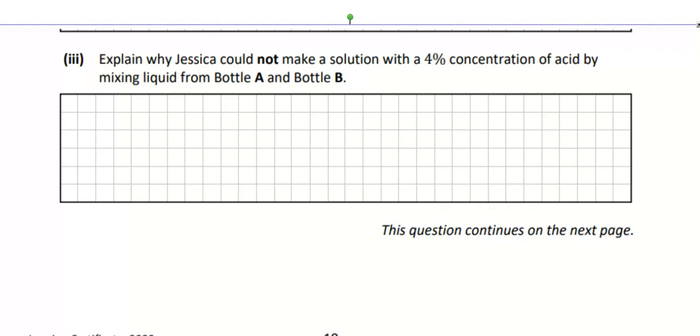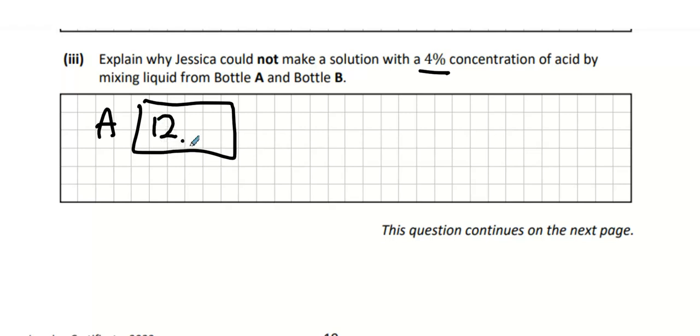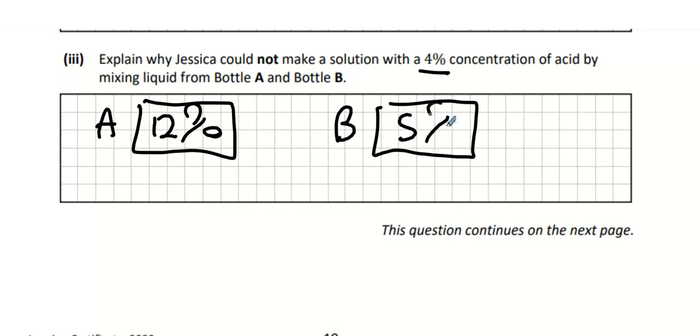Explain why Jessica could not make a solution of 4% concentration of acid by mixing them together. Anybody have any ideas? Yes. Bottle A is 12%. Can't get anything lower than that. And bottle B, 5%, was it? So the deal is you can't make it any stronger. So you can only ever obtain a mix between 5 and 12.